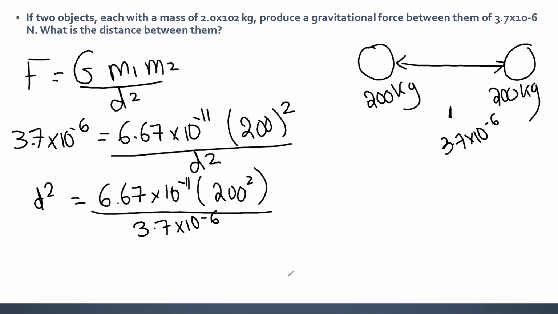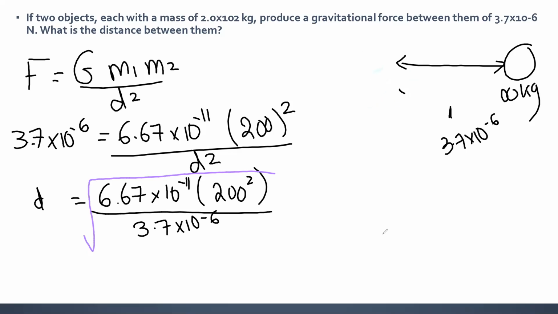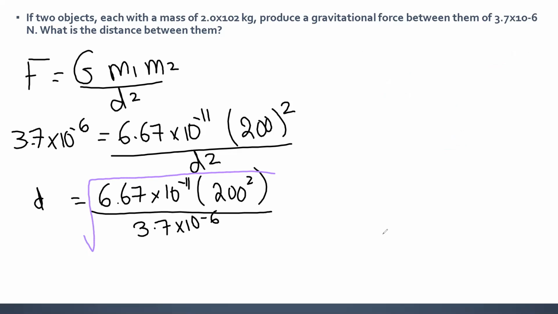Then I don't want d squared, I want only d. So d will be the square root of 6.67 times 10 to the power negative 11 times 200 squared over 3.7 times 10 to the power negative 6. Is it clear from where I bring this formula here? Yeah.